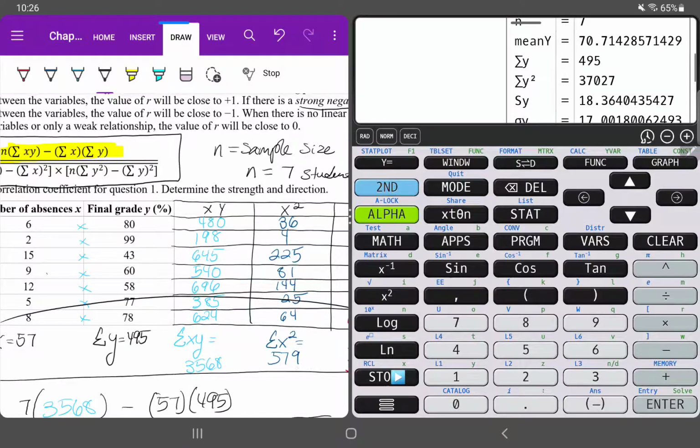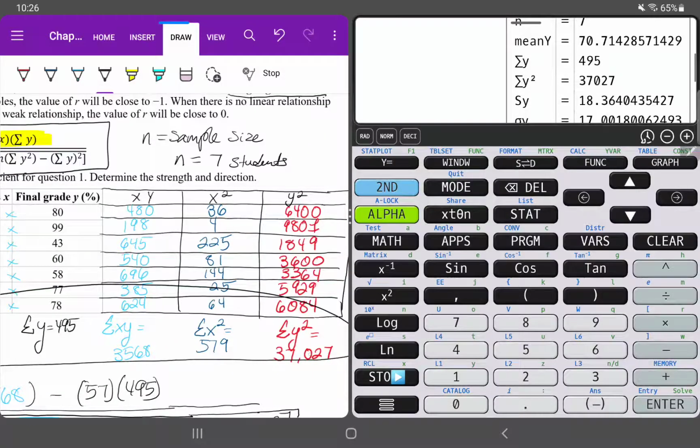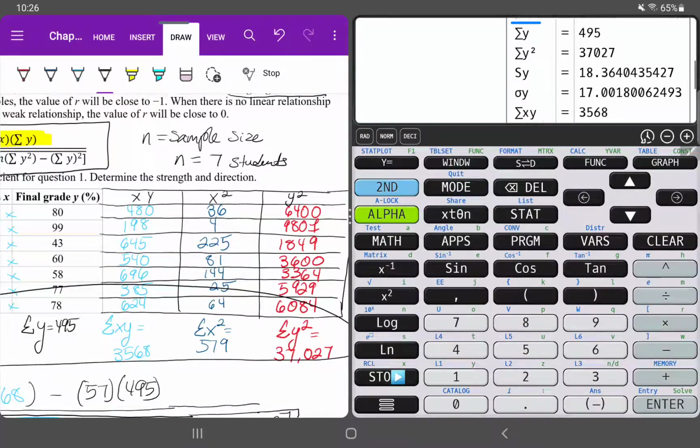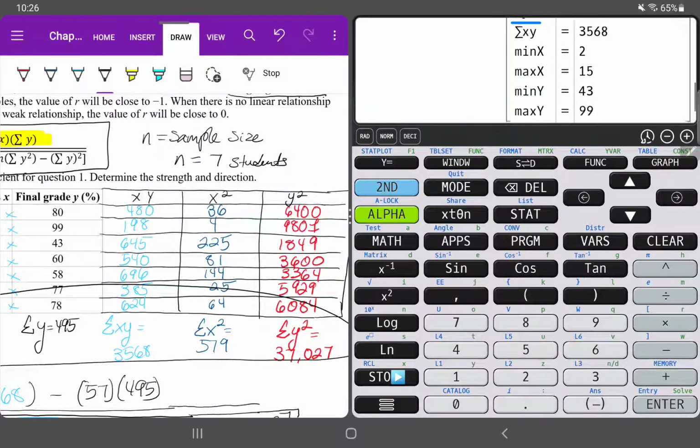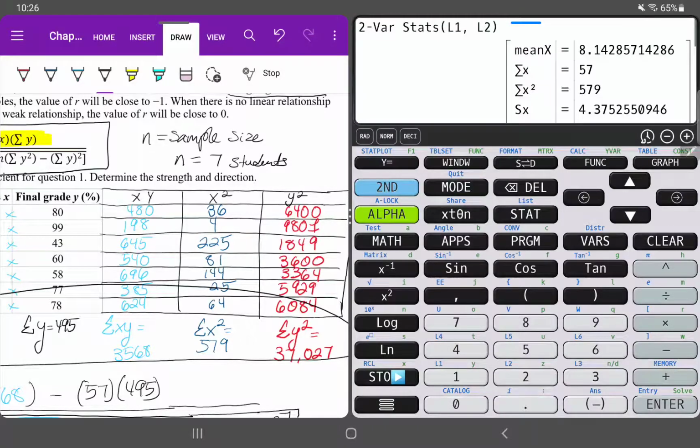We got 37,027. And then the sum of X times Y, 3568. So we can do that in the calculator. And give you some other statistics that you may not need. Well, you don't need for this class right now. But yeah, we can focus on that.